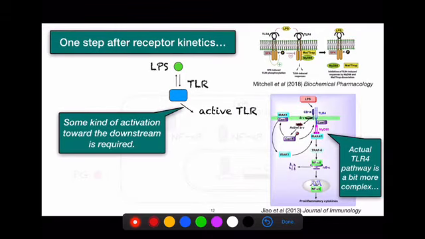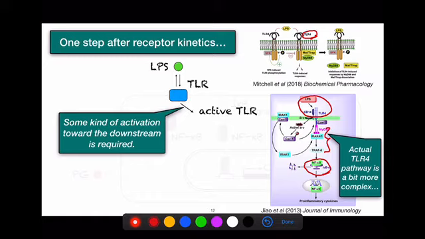So eventually you will get to this complex dynamics of LPS and TLR. The actual TLR that binds to LPS is called TLR4, and the intermediate process between the TLR-LPS binding and the NF-kappa B activation is a complicated pathway. We don't really talk about that. You will get there in a later stage of your learning.